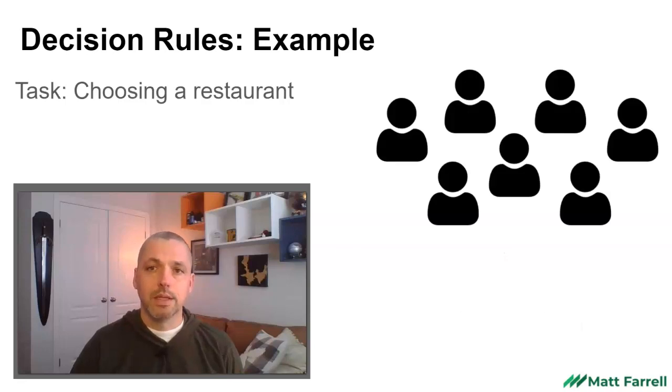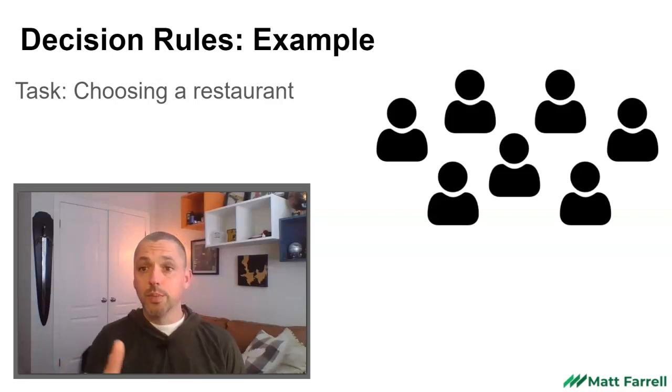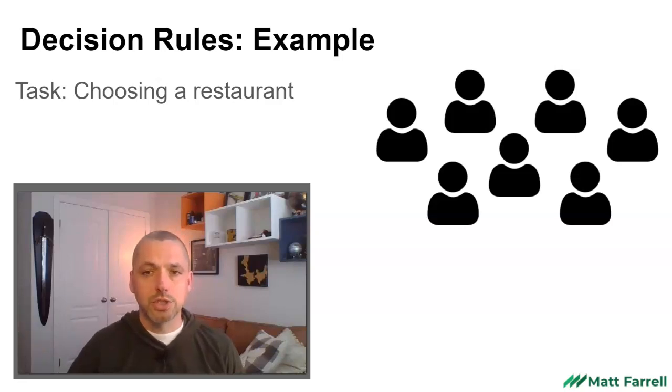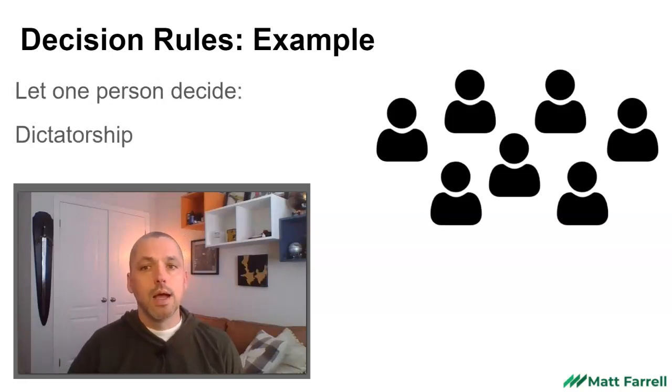For example, let's say we've got a group of 7 individuals and they have a task with choosing a restaurant. Presumably, 7 people could produce 7 different sets of preferences, and so it might be challenging to come to an agreement on where to go, what type of restaurant to choose. How could we do it?